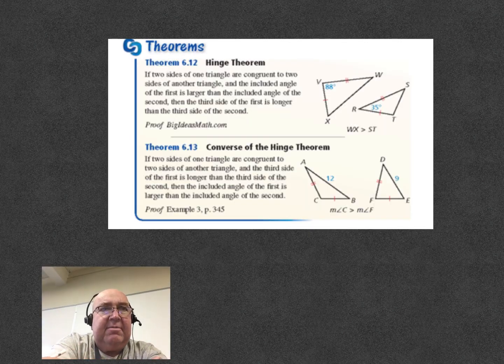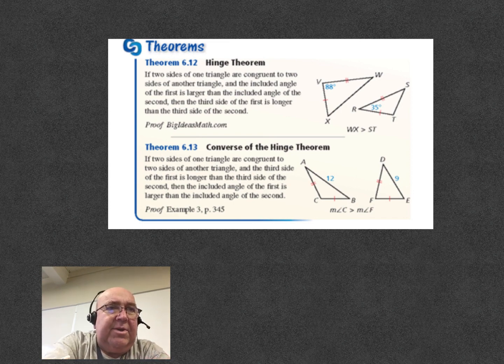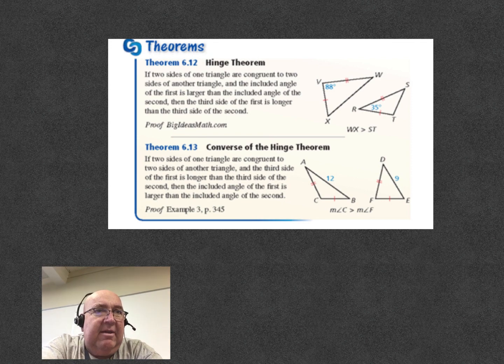So the hinge theorem says if two sides of a triangle are congruent to two sides of another triangle, and the included angle of the first is larger than the included angle of the second, then the third side of the first is longer. So if we have two sides that are congruent, but we have different angles, the larger angle is going to have the longer side opposite.